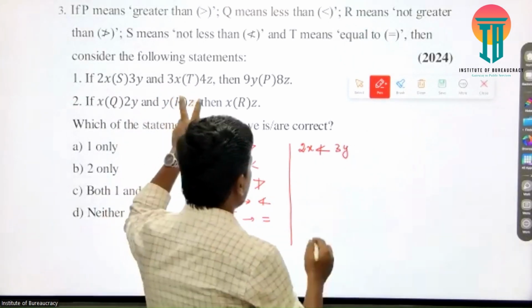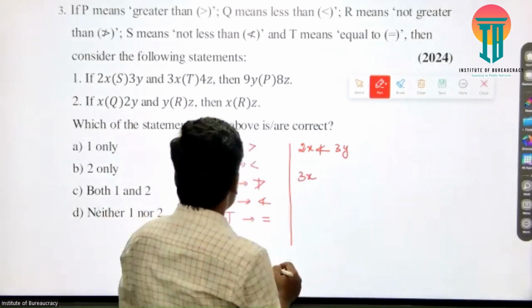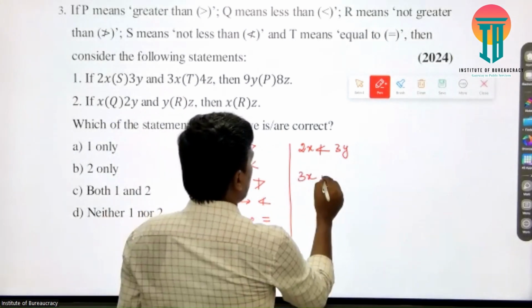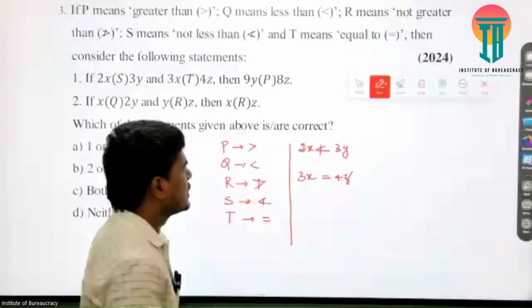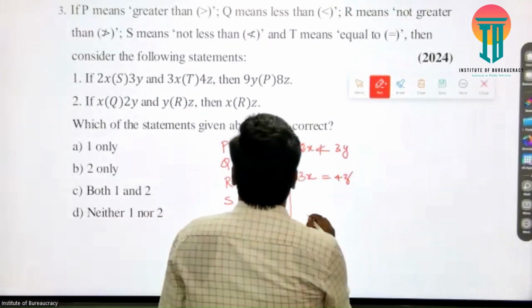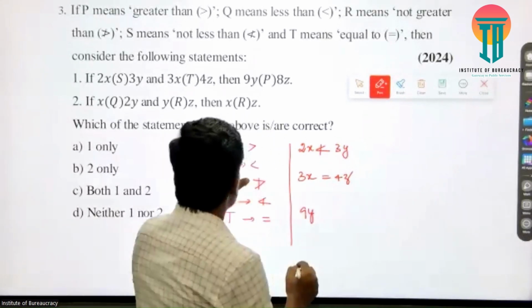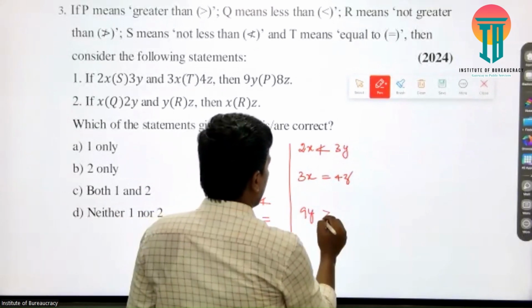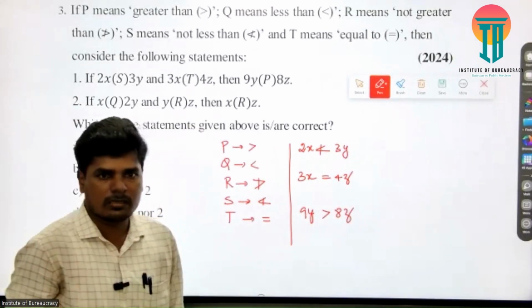Okay, and we have another statement also. 3x = 4z. What are we asked to check? We are asked to check whether 9y is greater than 8z. This is what we are asked to check.